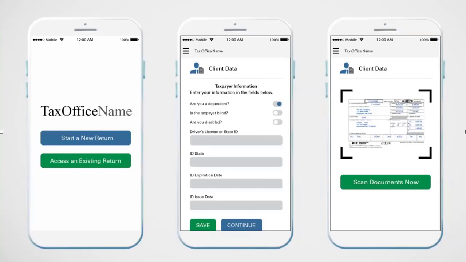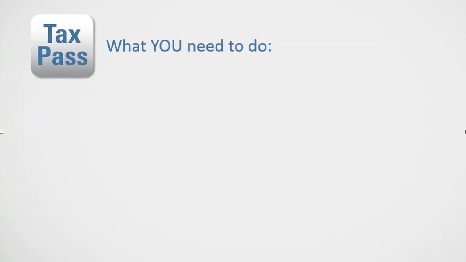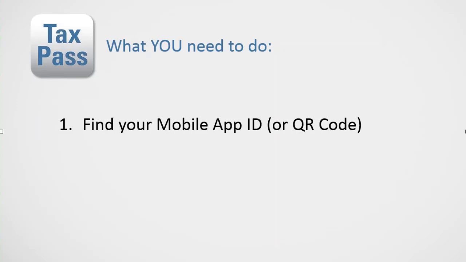Now, what we've seen so far is basically the taxpayer's experience with the TaxPass app, what they go through. But it's important to realize that there are some things that you should do to get ready for your customers that are going to be using this TaxPass app. One thing, like I mentioned previously, is to find your mobile app ID or also a QR code that we have available to you. I'll explain where exactly you can find your mobile app ID and the QR code here in a bit, but I wanted to mention a few other things before we get into that.